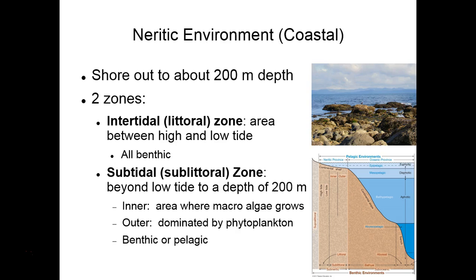The outer subtidal zone is going to be too deep for sunlight to get all the way to the bottom. So instead of being dominated by algae or even coral, you're going to see mostly phytoplankton in that area. Okay, and the subtidal zone can be both benthic or pelagic because the water is deeper.